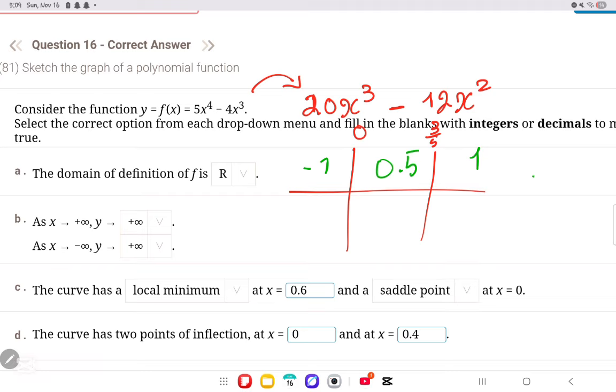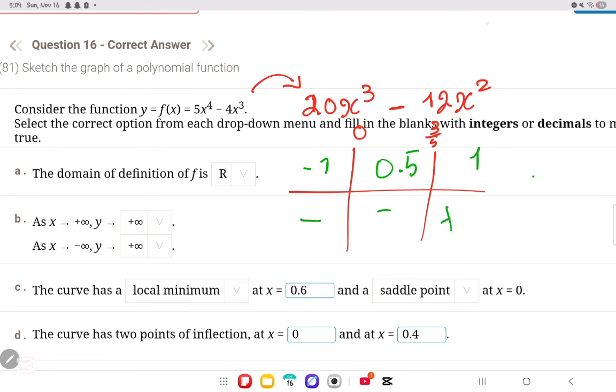Now I substitute 20 times minus 1 to the power of 3 minus 12 times minus 1 squared. I will get a negative answer. If I put instead 0.5, so 20 times 0.5 to the power of 3 minus 12 times 0.5 squared, that's going to be a negative answer, and then if I put 1, it's going to be a positive answer.